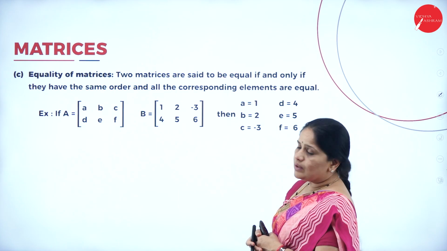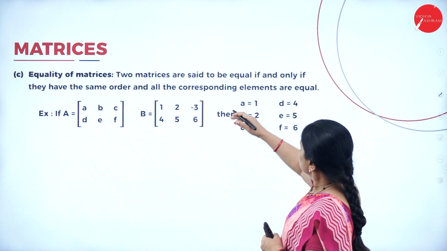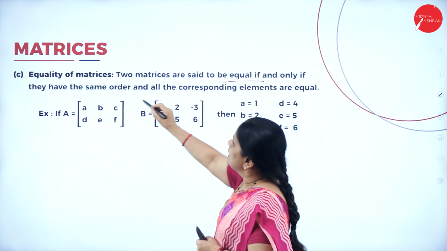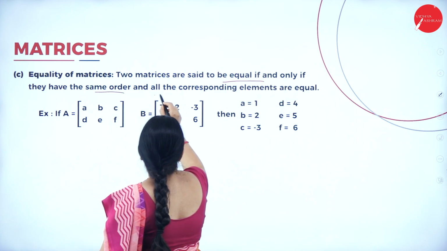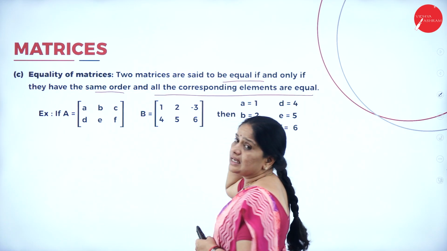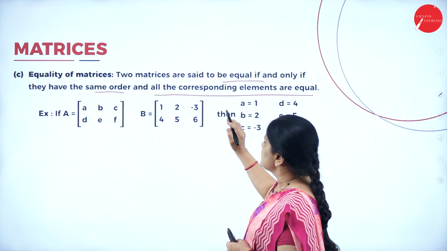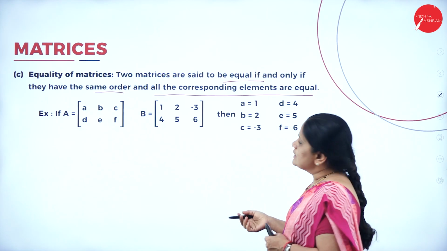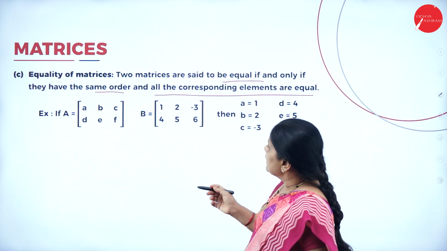Then, next, equality of matrices. Two matrices are said to be equal if and only if they have the same order and all the corresponding elements are equal. So, they should be of the same order and corresponding elements are equal. Then we can say that the matrices are equal.